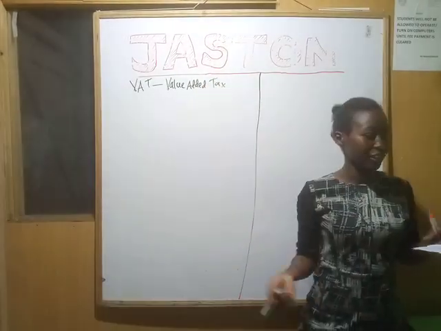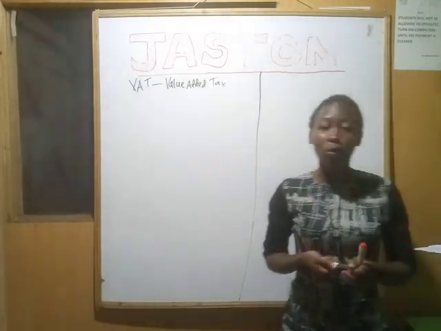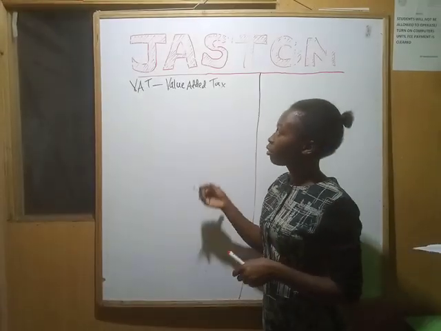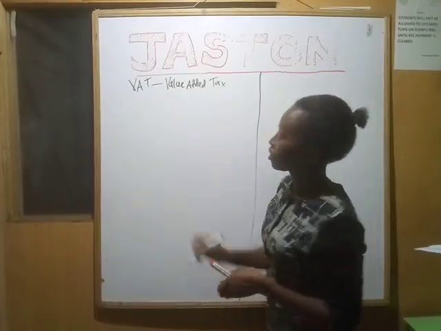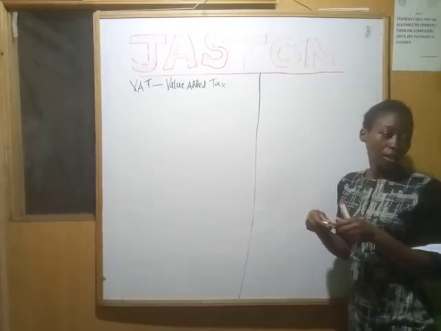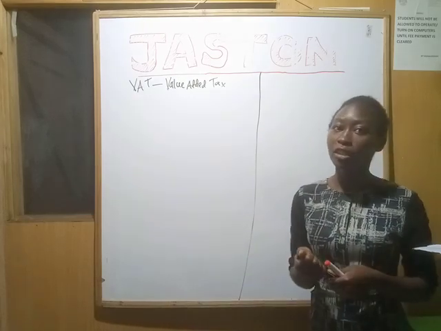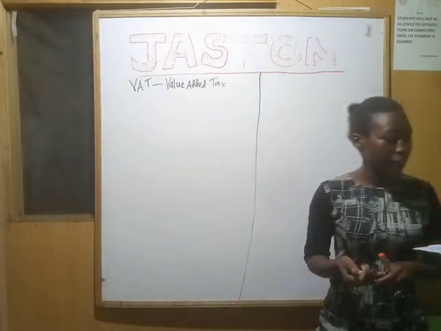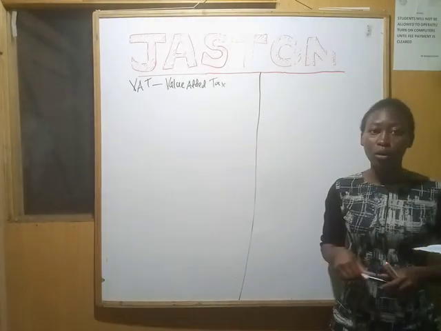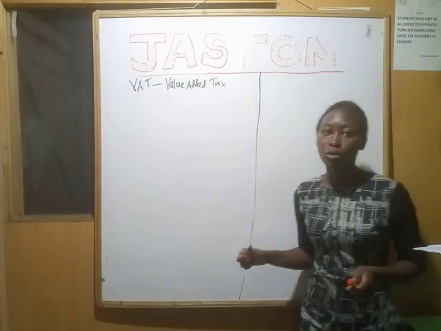What is VAT? VAT is tax charged on goods which are taxable. So VAT is the value added tax, and it is charged to an end user. VAT is classified into different types: we have the zero rated goods and services, we also have exempt supplies, and the taxable goods and services.